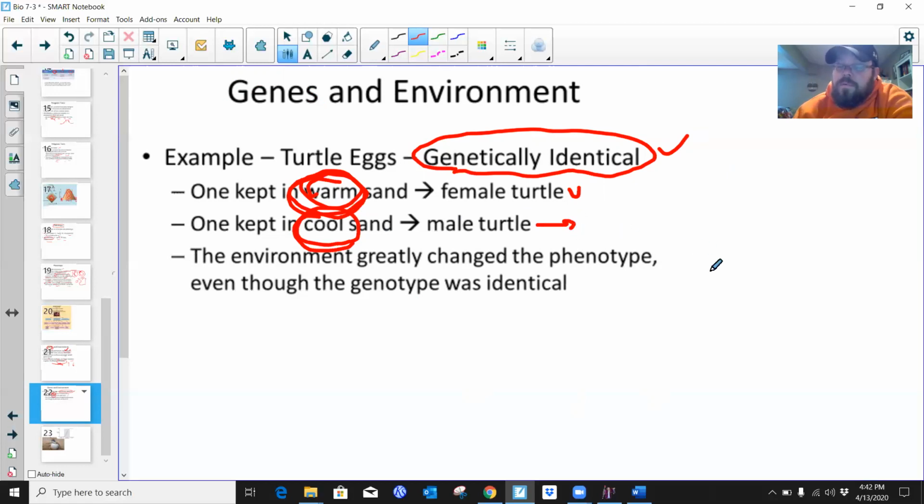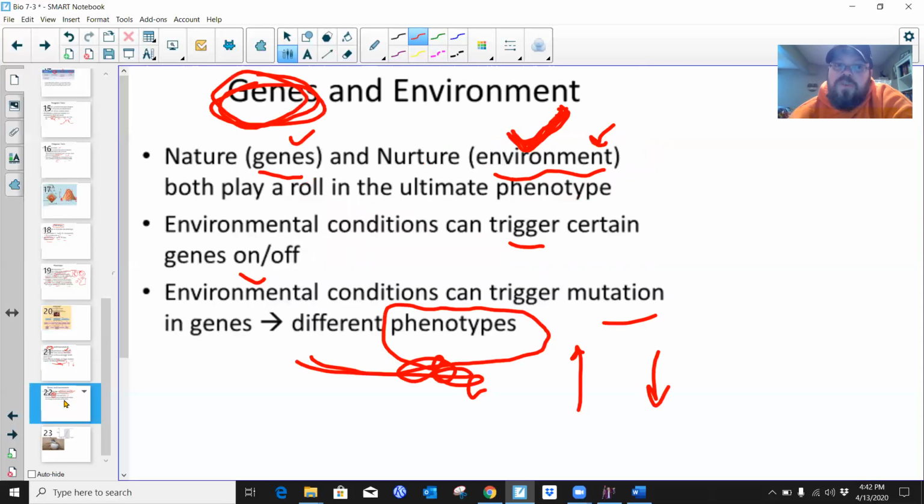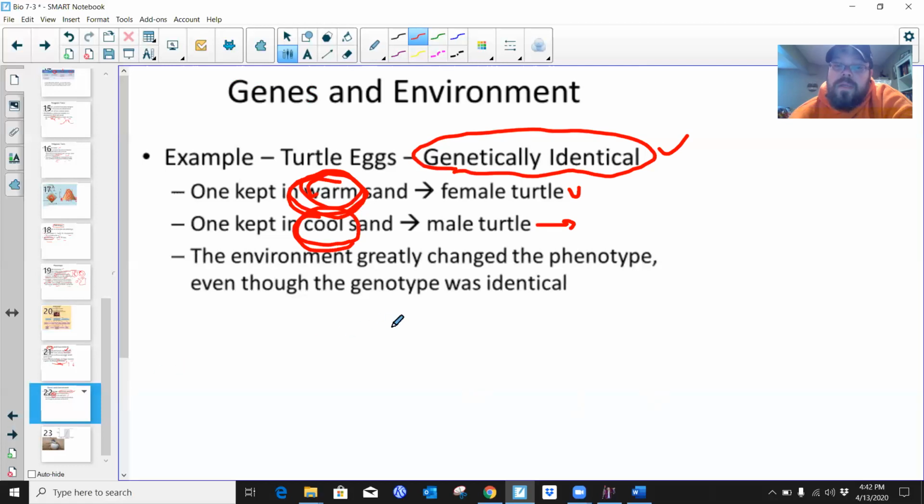So this is really a pretty neat thing within nature, almost like a little trick within nature. It goes to show that this idea of environment is much more, and maybe equally as influential as that of the actual genotype. So the environment greatly changed the phenotype.